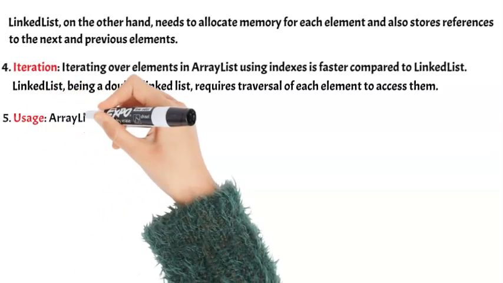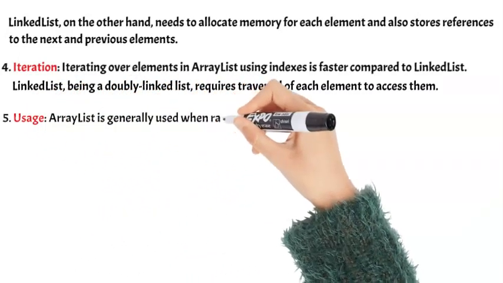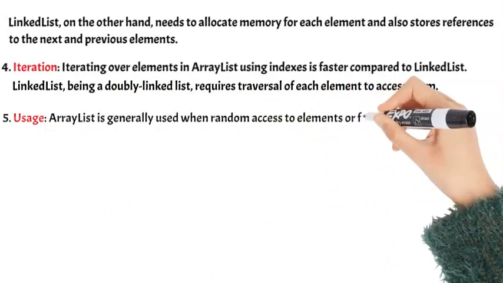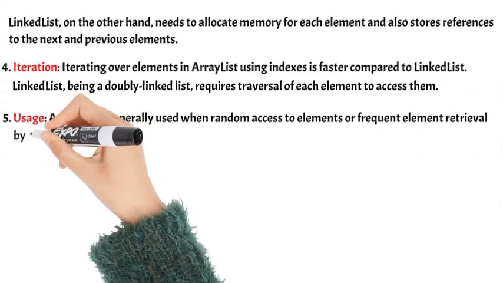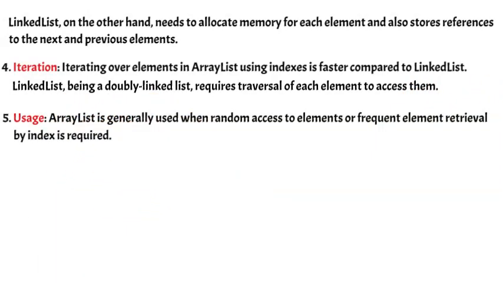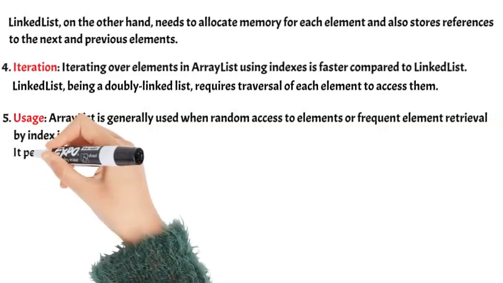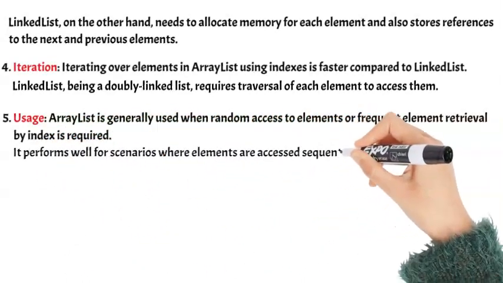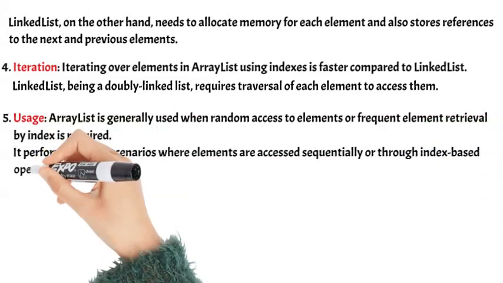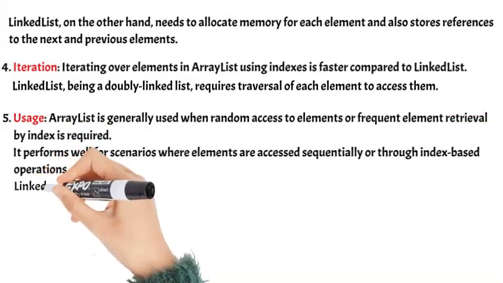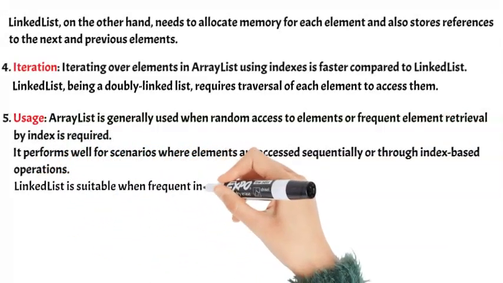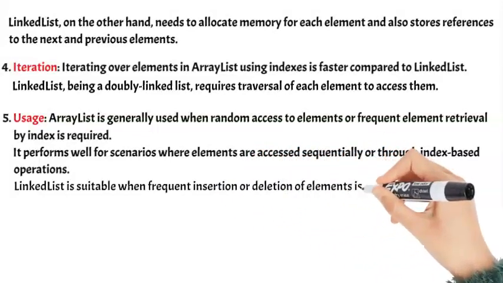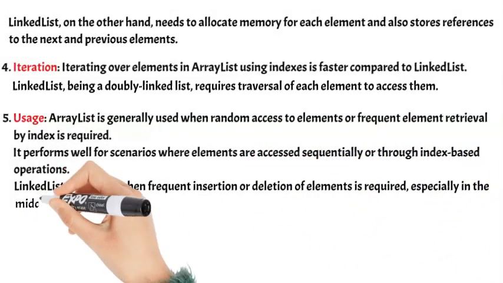5. Usage. ArrayList is generally used when random access to elements or frequent element retrieval by index is required. It performs well for scenarios where elements are accessed sequentially or through index-based operations. Linked list is suitable when frequent insertion or deletion of elements is required, especially in the middle of the list.